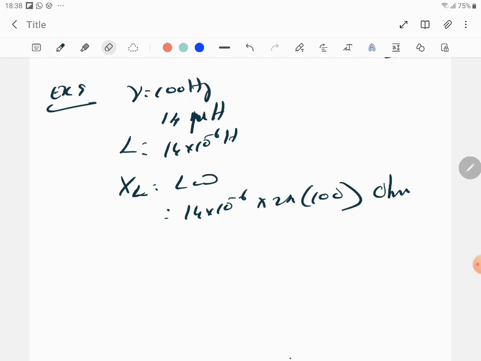Okay, so let's go to the next question. They have given an inductor of 25 millihenry.